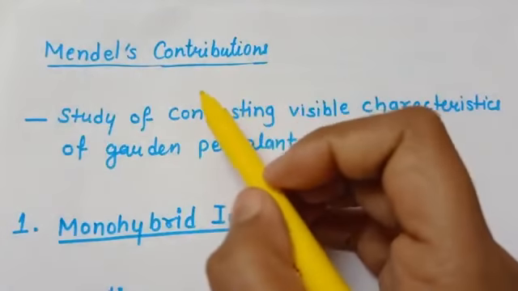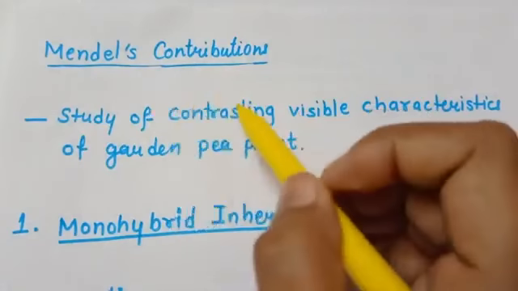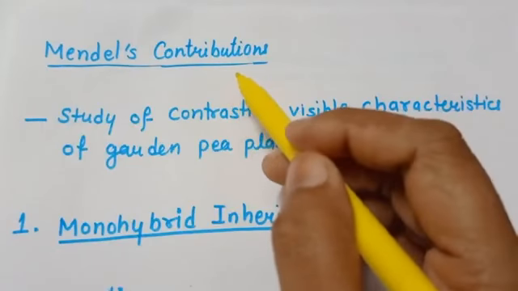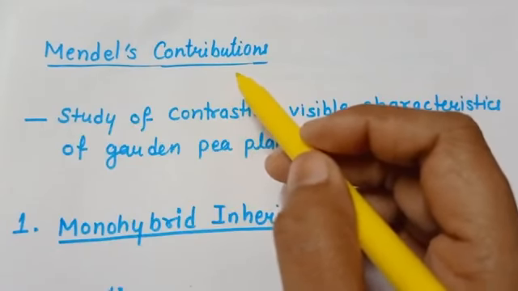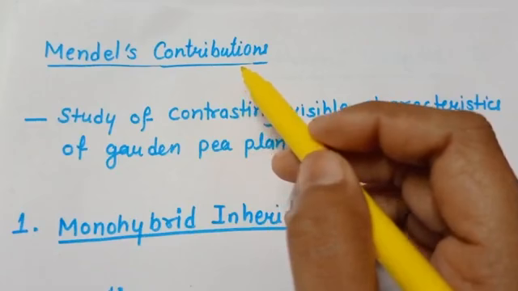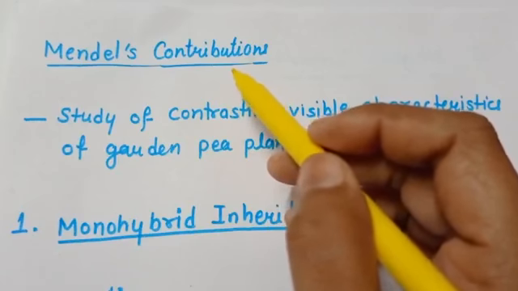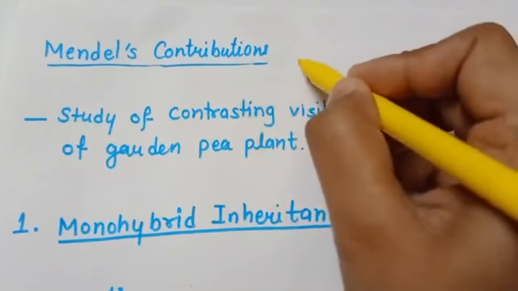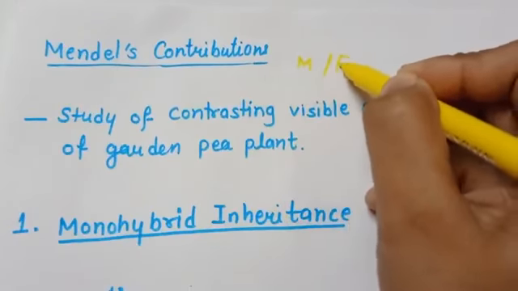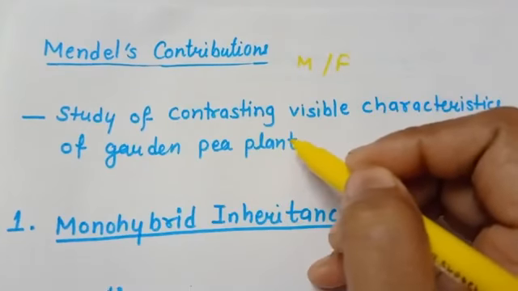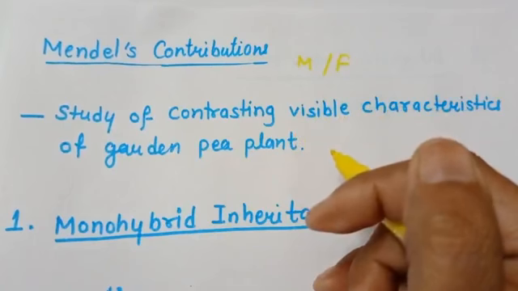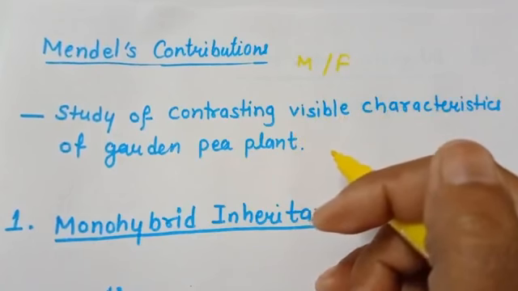So now we have come to the main topic, that is Mendel's contribution in genetics. Inheritance refers to the process by which the offspring acquire traits from their parents. Each trait in the offspring can be influenced both by the mother and father, because we know that the germ cells from mother and father combine to form a new individual in the case of sexual reproduction.